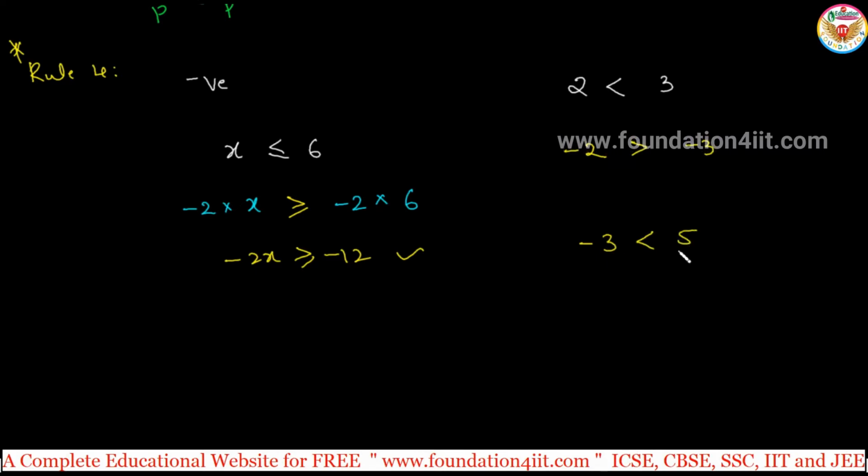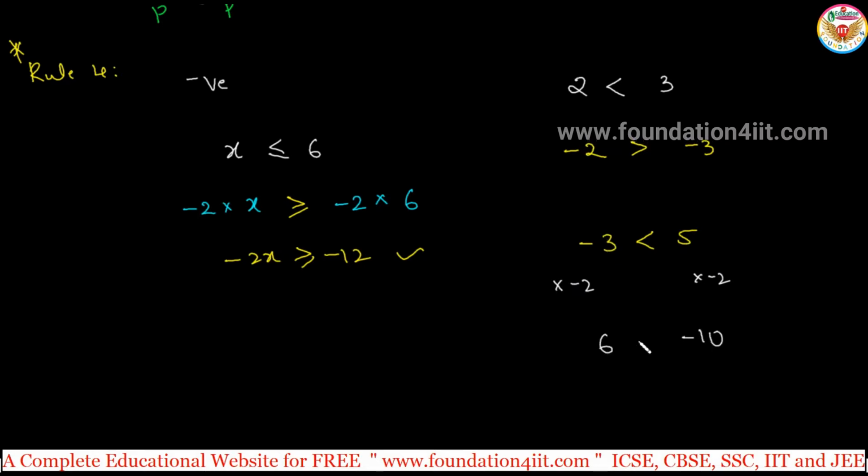Negative 3 is less than 5. If I multiply both sides by minus 2, then what will happen? Minus 2 into minus 3 is 6. 5 into minus 2 is minus 10. But 6 is not less, so it becomes greater. So the inequality sign is changed, you see.